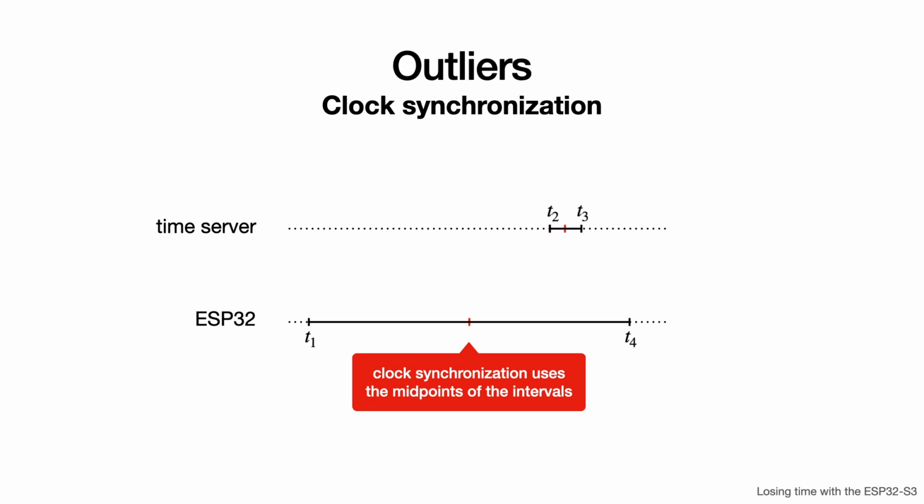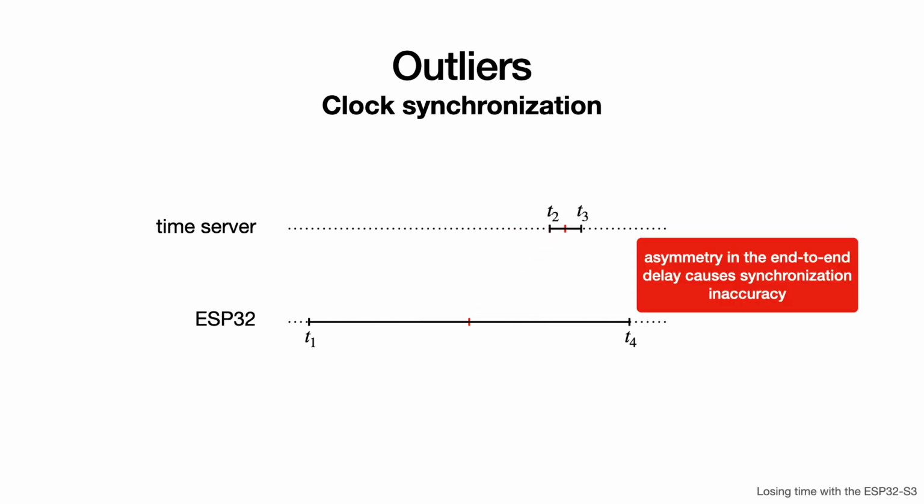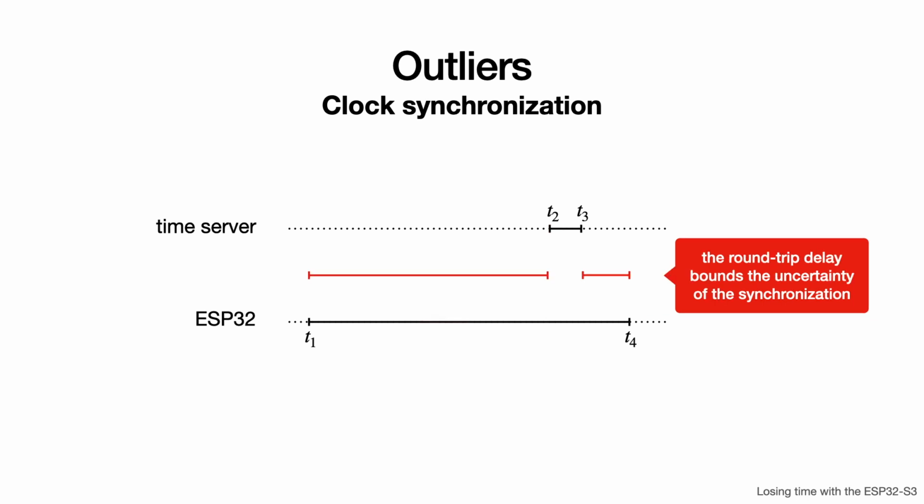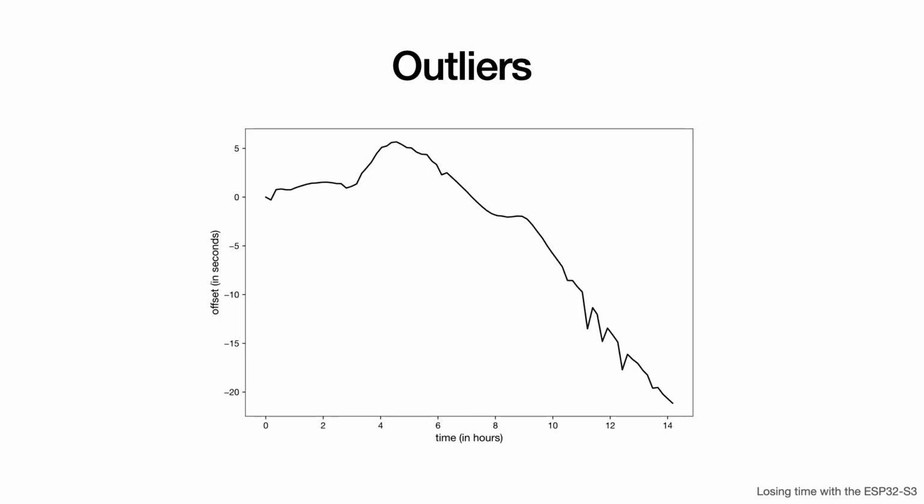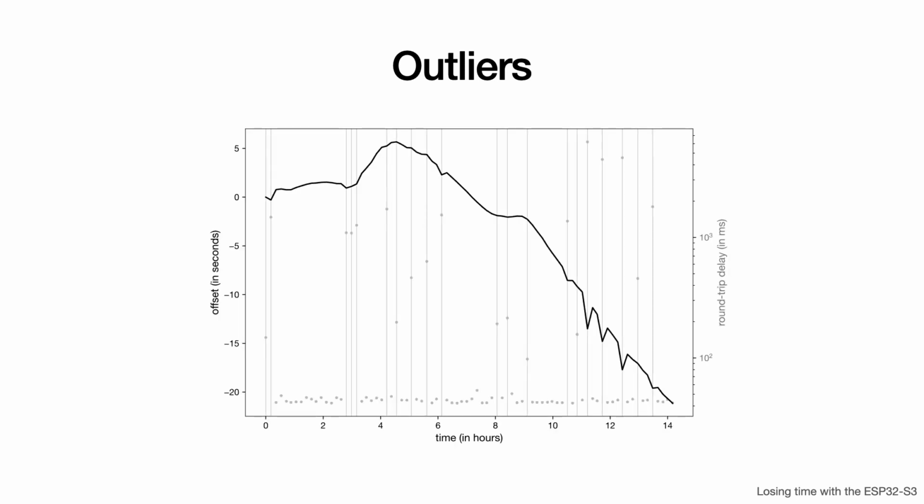However, if the end-to-end delays are not symmetric, then the midpoints do not align and the clock synchronization becomes inaccurate. The uncertainty of the synchronization can be quantified by the total time required for sending the request and sending the response, which is called the round-trip delay. On the graph of the clock offset, I now overlay the round-trip delay.